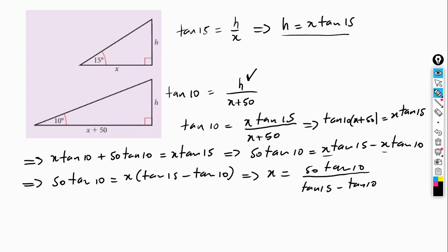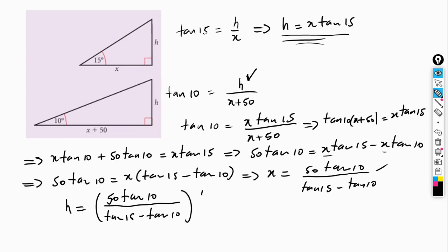Well, we need to solve for h, not for x. But since h over here is equal to x times tangent of 15, and we have that x is equal to this expression that we just found, we can substitute again, but this time into the first equation. So h is going to equal 50 tangent 10 over tangent 15 minus tangent 10 times tangent of 15.